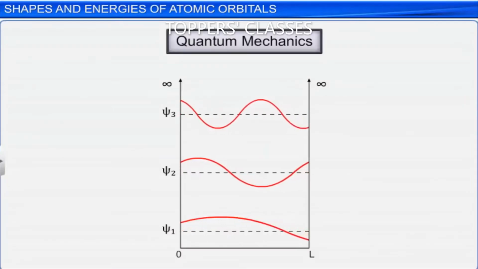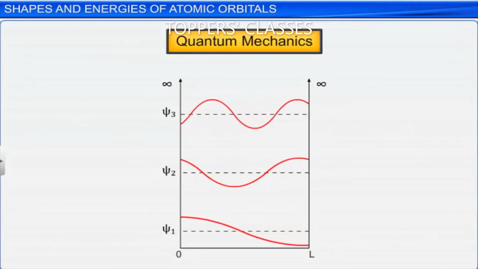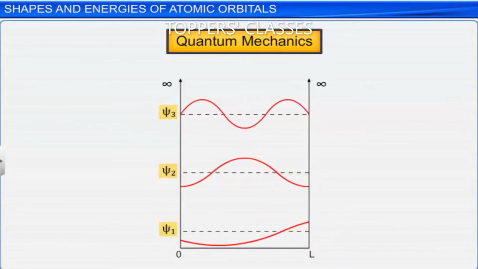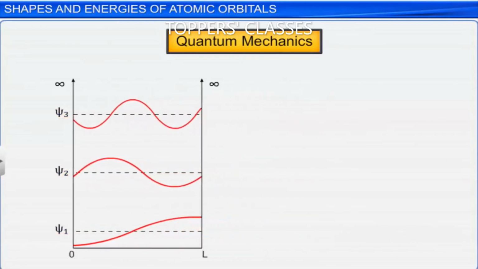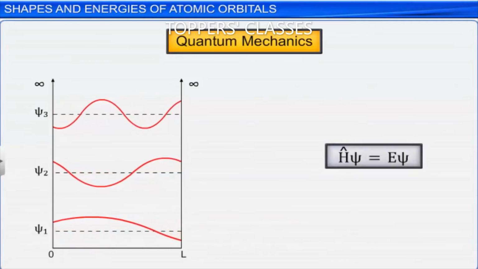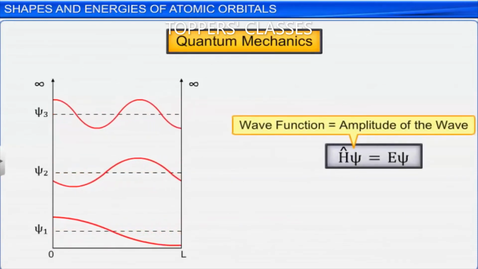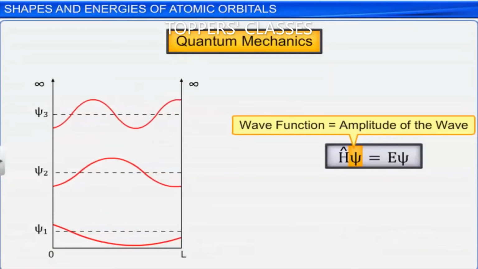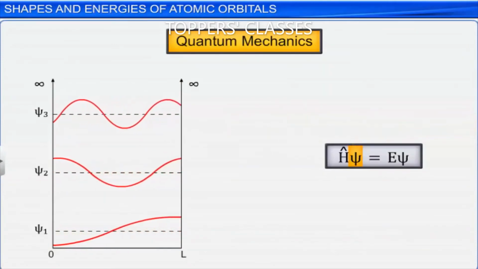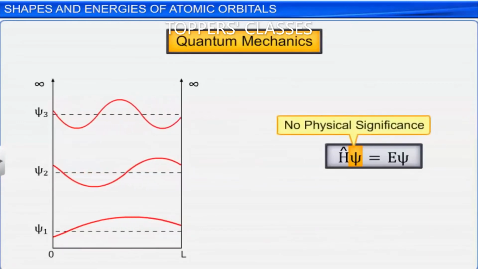We have already learned that in quantum mechanics, all the properties of a system are expressed in terms of a wave function. This is obtained by solving Schrödinger's equation. The wave function, psi, is a mathematical function that represents the amplitude of the wave. It does not carry any physical significance.